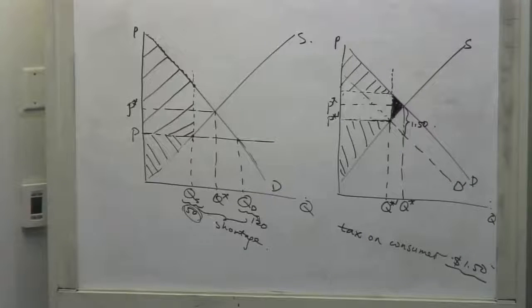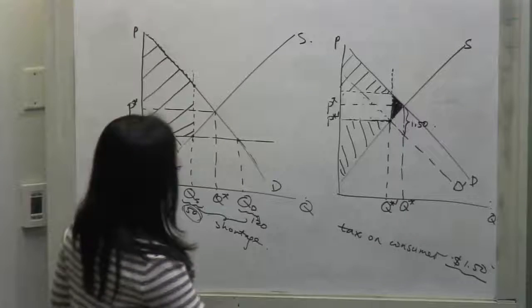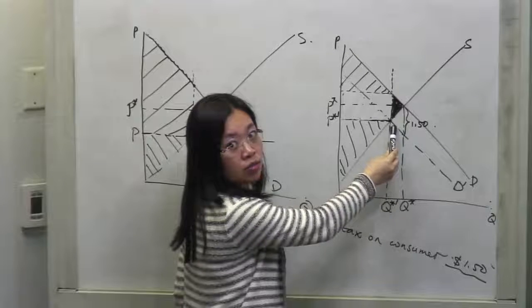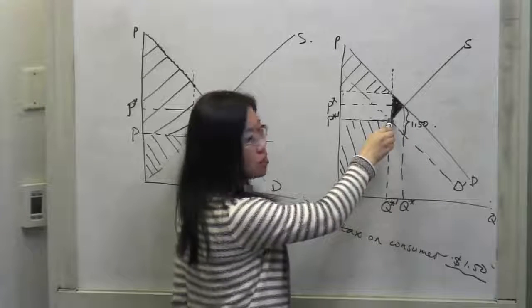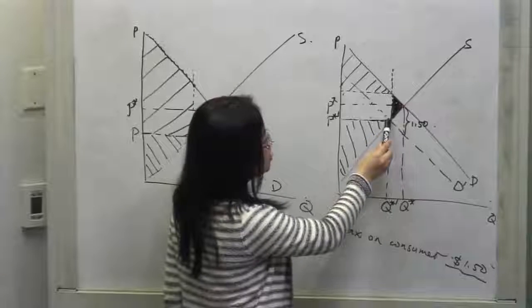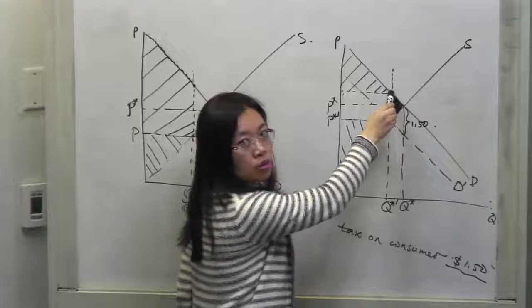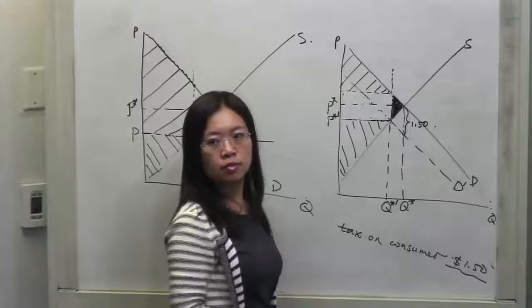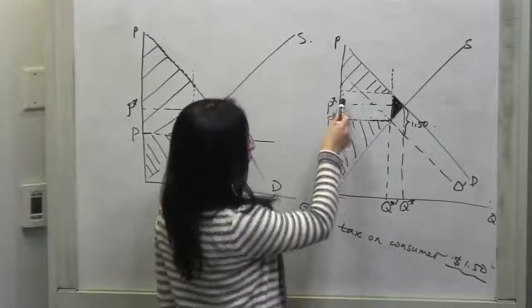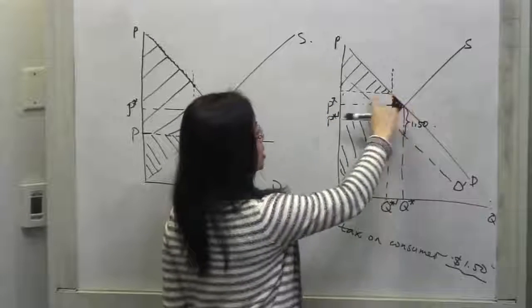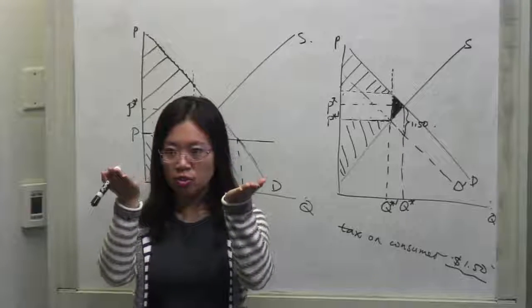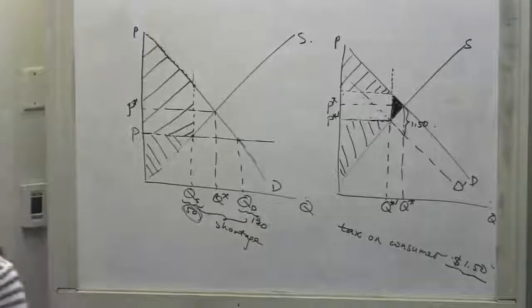How far do you move the triangle up? That's a good question. Look at this triangle. One of the angles is here, and you're going to move this angle to here, and this angle to here. So this distance is the tax amount. You basically move up by $1.50.